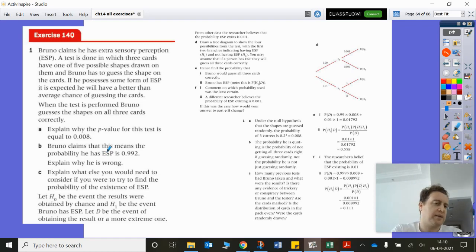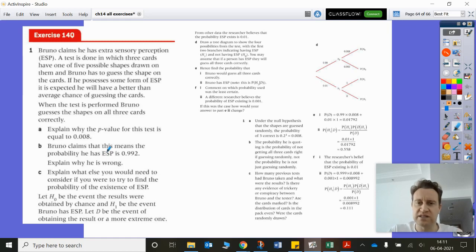Then it says, and this is fairly tricky, this part B, it says, Bruno claims that this means that the probability he has ESP is the opposite of that. It's the 0.992, so 99.2%. Explain why he's wrong. Well, that's just the chance of him randomly not getting them right. Okay, what does it say in the answer?